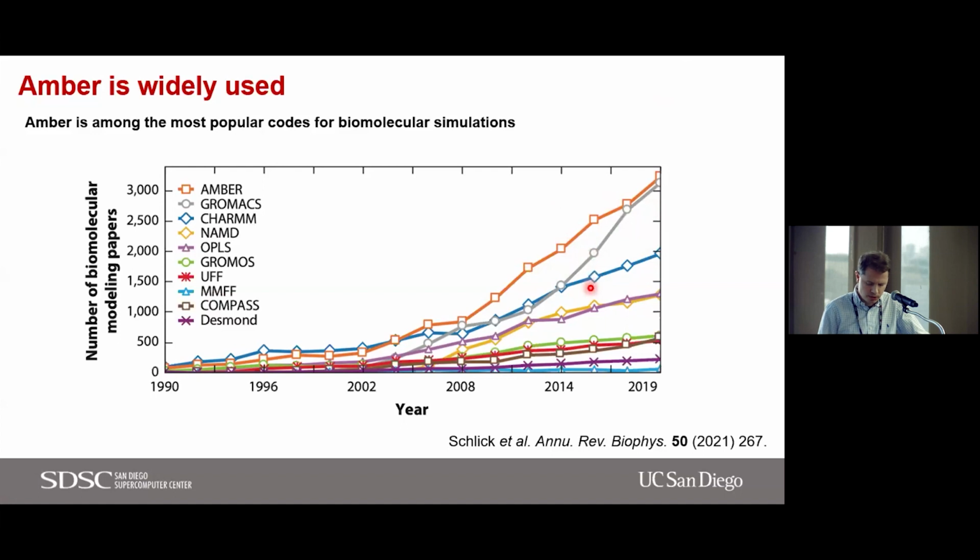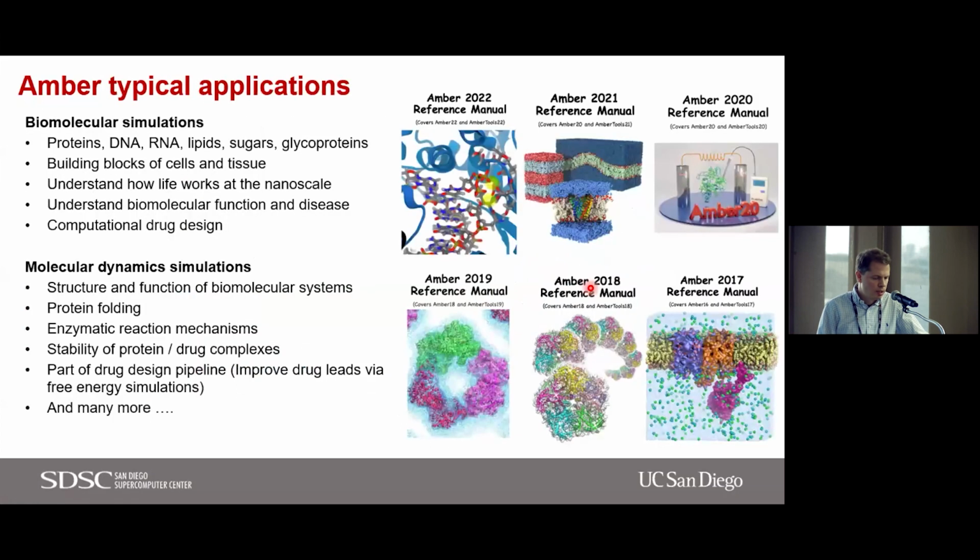So it's important to have high performance because many people are using it, and we don't want to waste a lot of compute resources. So typical applications that we have are all sorts of biomolecular applications. Here you see the covers of manuals from the last 6 years. Well, actually 2023 is missing, but I didn't update the slide. It's all sorts of interesting biomolecular systems, and it helps us understand how life works at the nanoscale, basically.